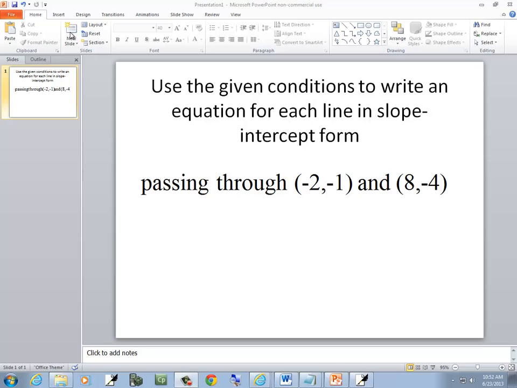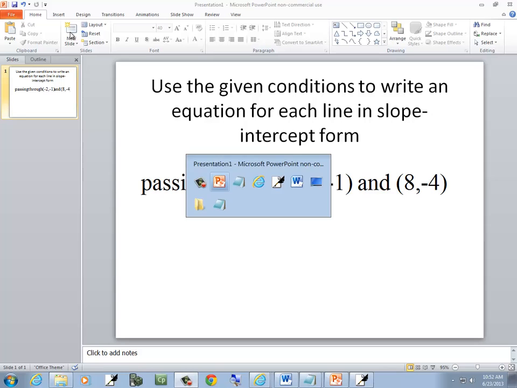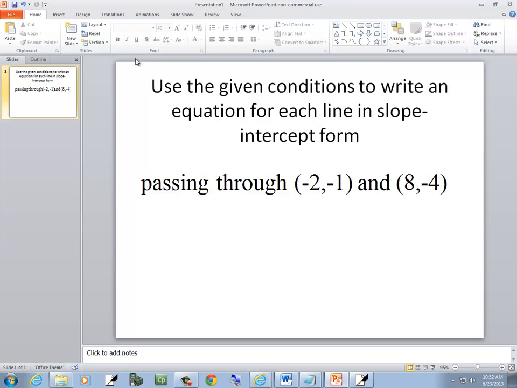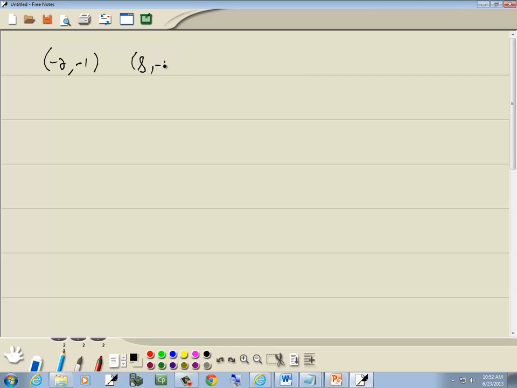Take a look at this problem. We want to use the given conditions to write an equation for each line in slope-intercept form. So it passes through the points (-2, -1) and (8, -4). Now our first step is to find m, and we have a formula for m.